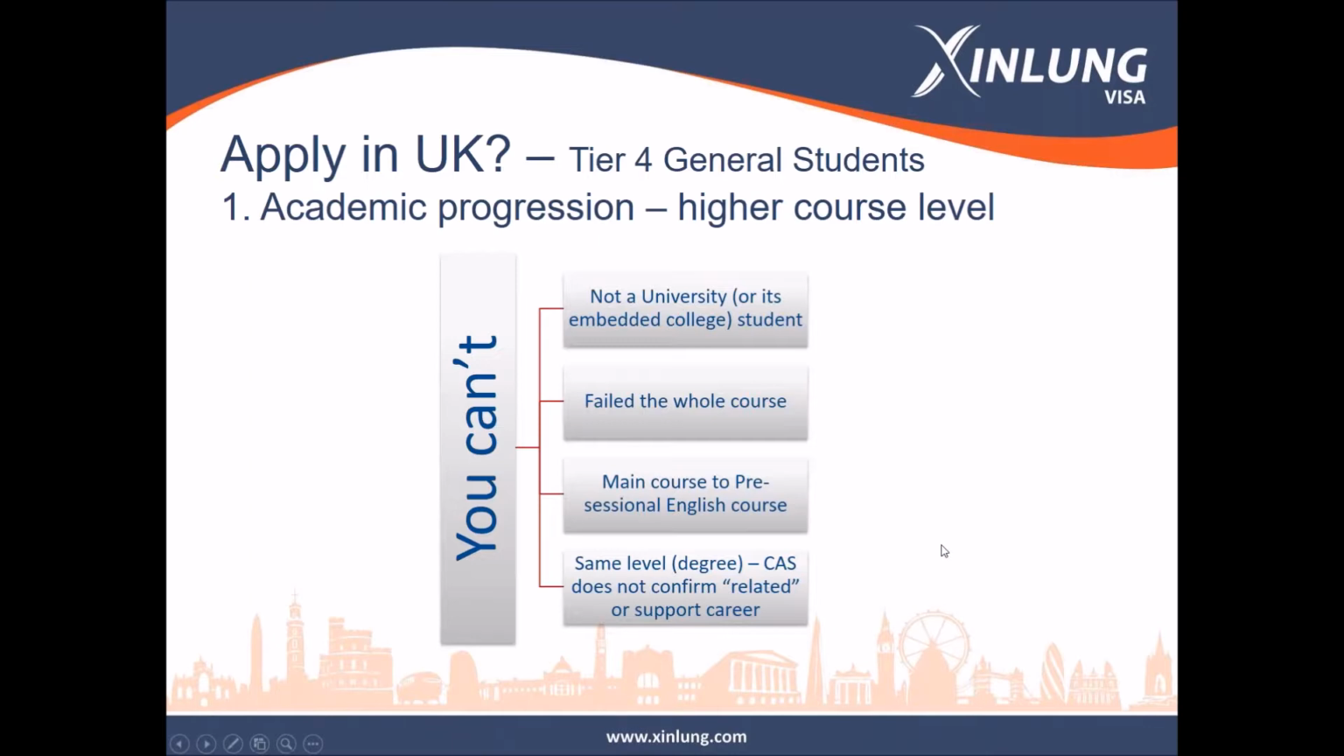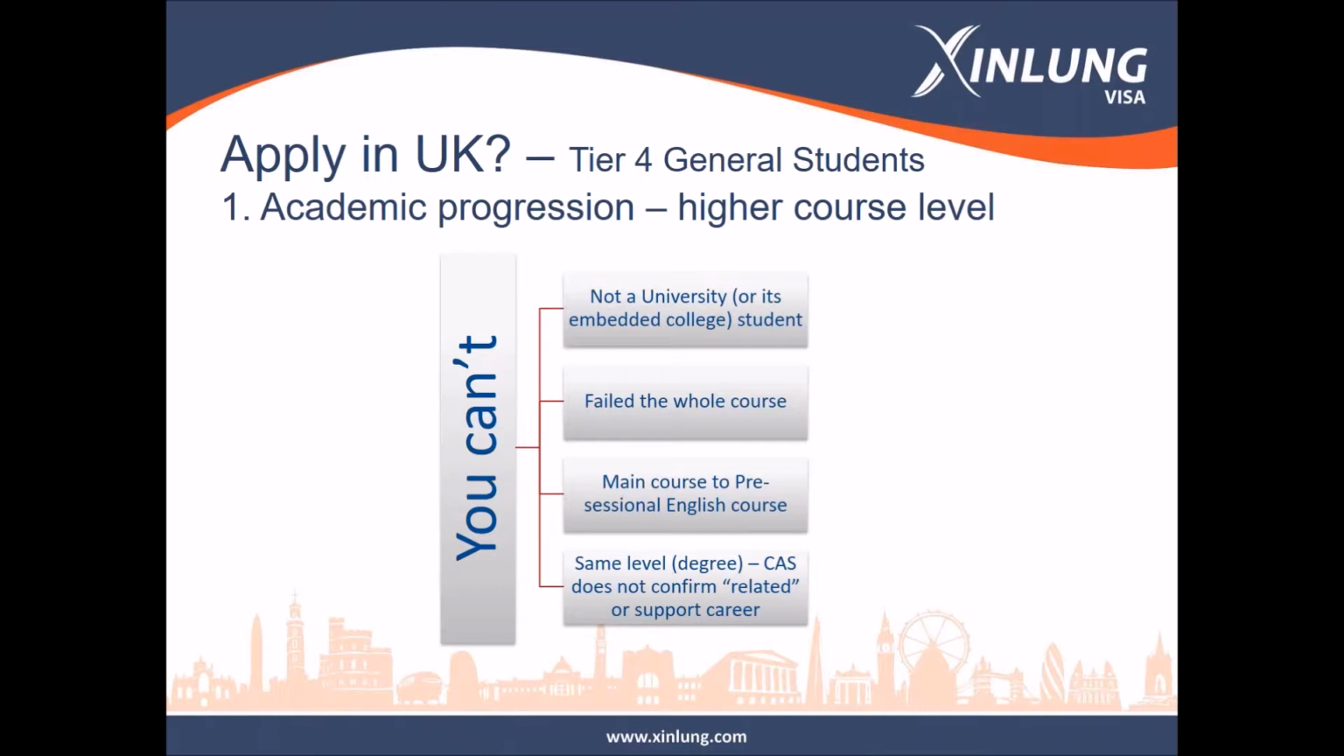For example, students who already studied a degree course want to do a second degree just to enrich their academic experience. For a lot of students who have done a master's degree, they want to study a different master's at the same level, of course, and because this doesn't meet the academic progression rule, the course you're going to study is not higher. So the UKVI says, oh, in this case, you cannot extend your visa in the UK.